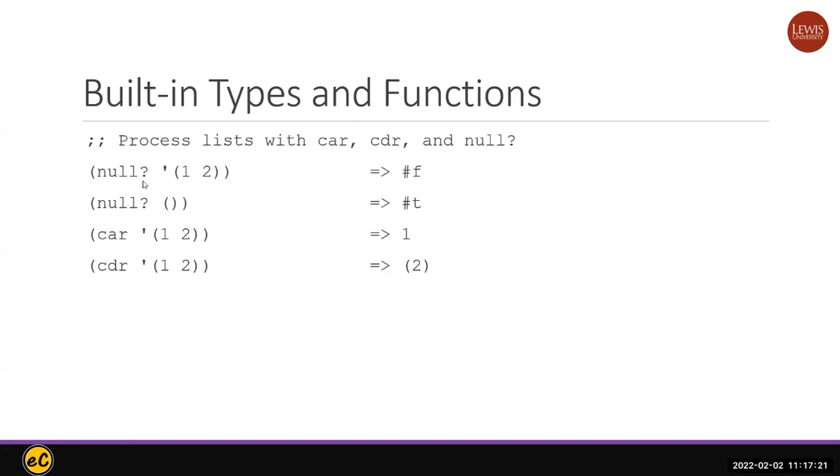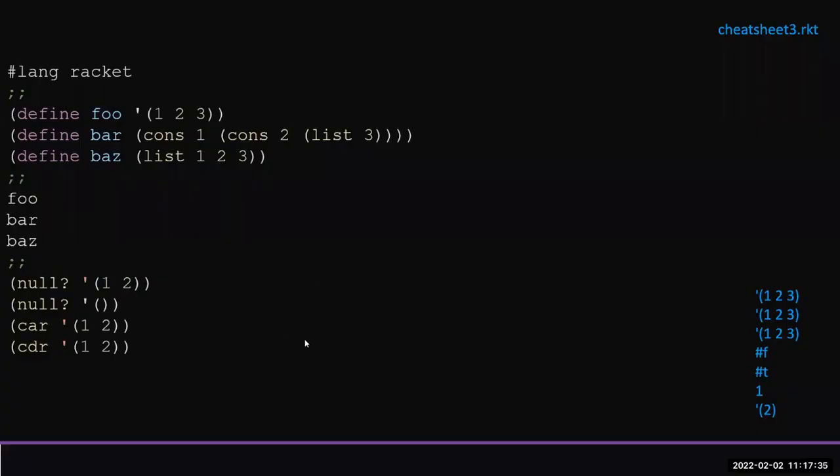So next one, null?. Check if it's null. Car, you will get the first element. Cdr, you will get the rest of the list. Car and cdr, this one is like that.